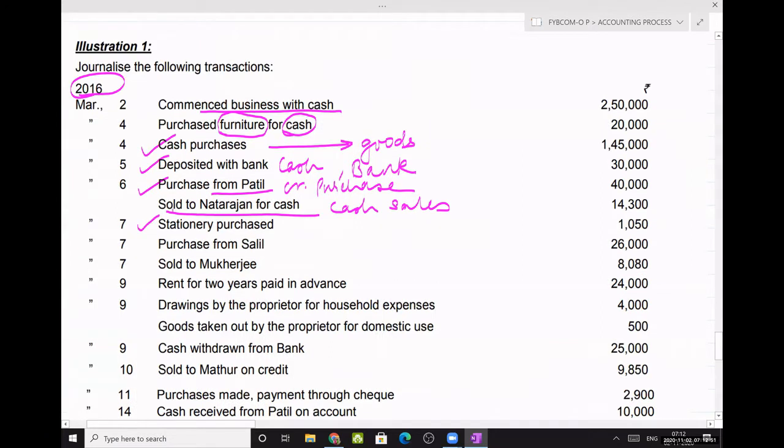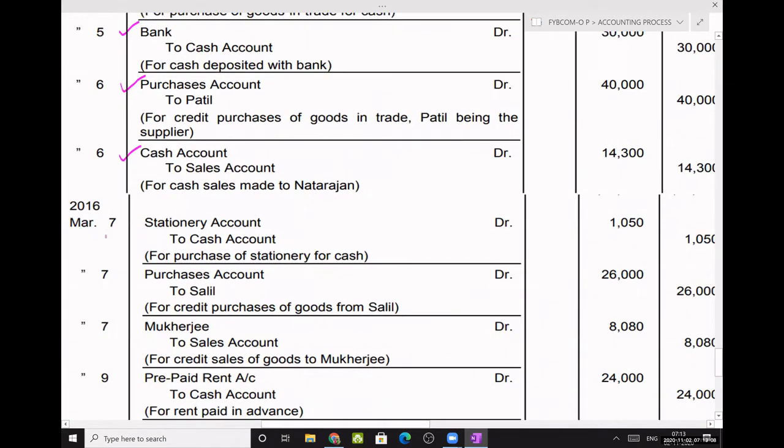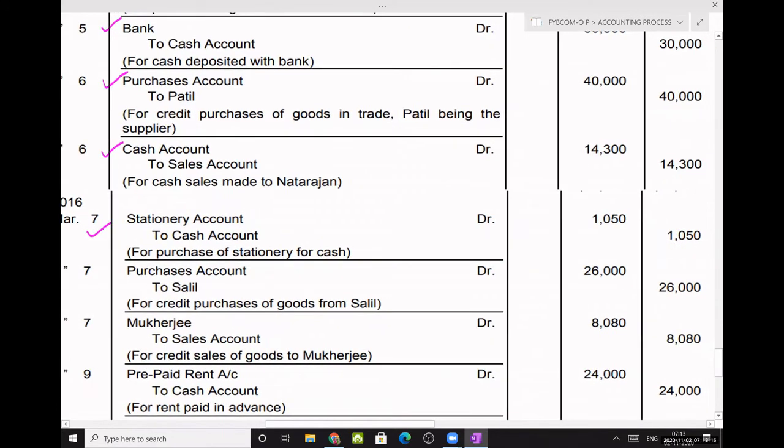Next, stationery purchased. Stationery is what? It's an expense. Printing and stationery is an expense. So which rule will we follow? Nominal account. The nominal account rule says debit the expenses and credit the incomes. So let's do that. 7th March: stationery account debit to cash. Cash is going out, credit what goes out. Cash is a real account and stationery is a nominal account.